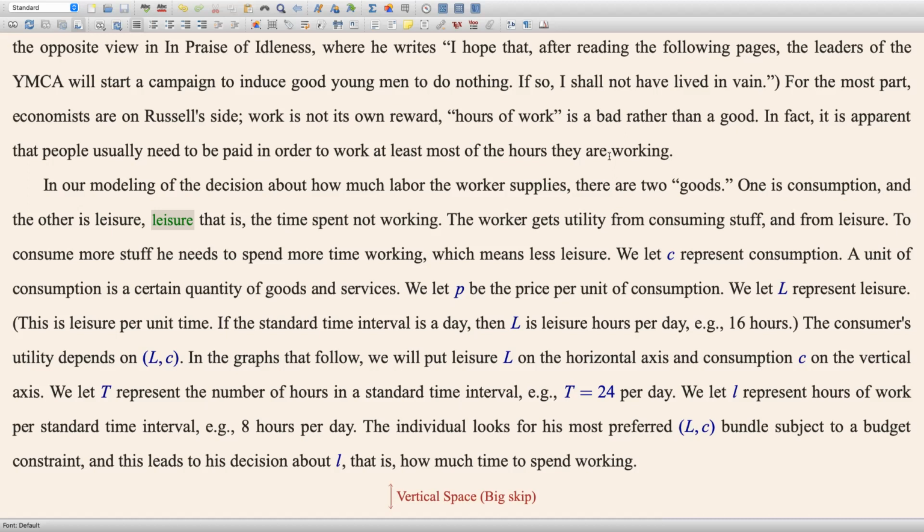So there is 24 hours in the day. We're going to have first a capital T defining the number of hours. Of course, this is a simplification.